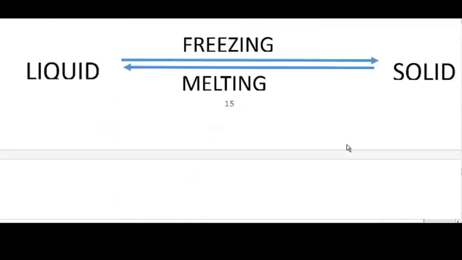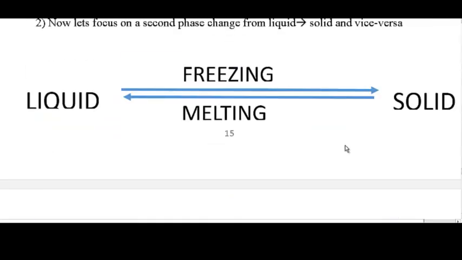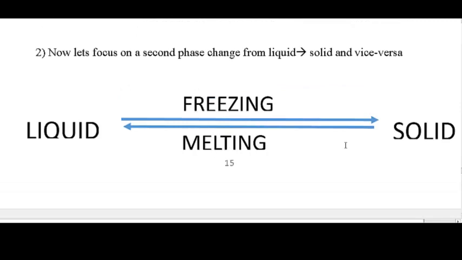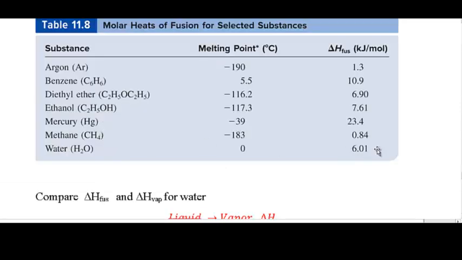taking it from the solid phase to the liquid phase. Dispersion forces, a very, very low amount to melt, and water takes a lot to melt relative to all the other substances. Water has hydrogen bonding and about 6,000 joules for 1 mole of the substance.